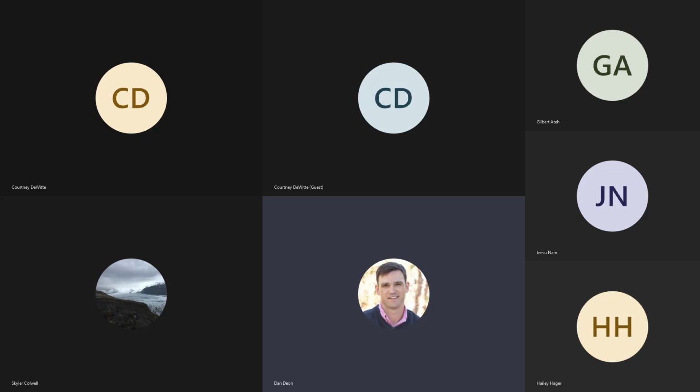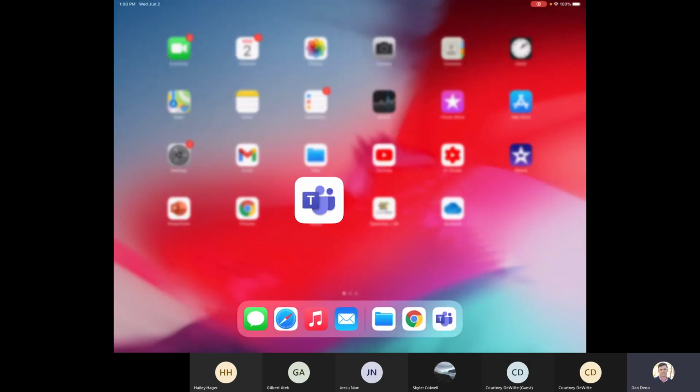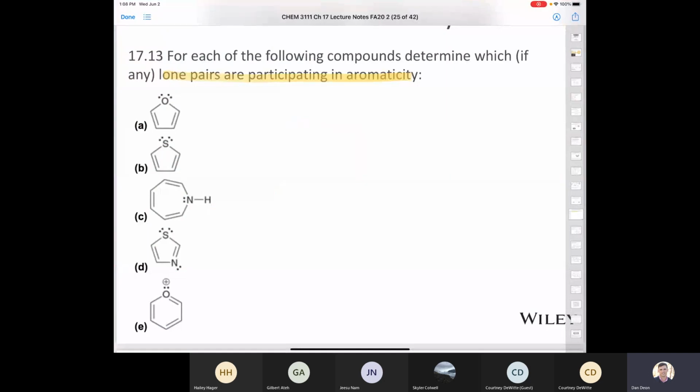Organic Chemistry 2. So we finished up Chapter 17's content last class on Monday, and where I wanted to pick up at is question 17.13, which simply asks for each of these compounds here, determine which, if any, of the lone pairs are participating in aromaticity.